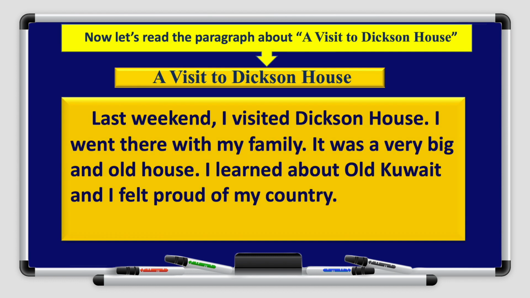And here we go. We have a paragraph about a visit to Dixon House. Last weekend, I visited Dixon House. I went there with my family. It was a very big and old house. I learned about old Kuwait and I felt proud of my country. Excellent, boys and girls. This is a very excellent answer to your writing rubric.